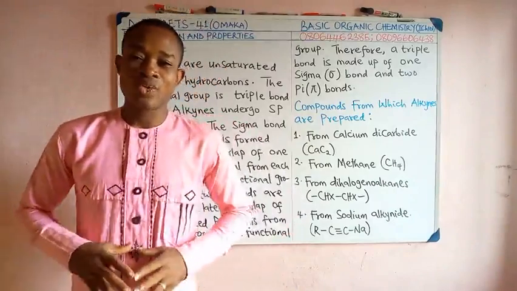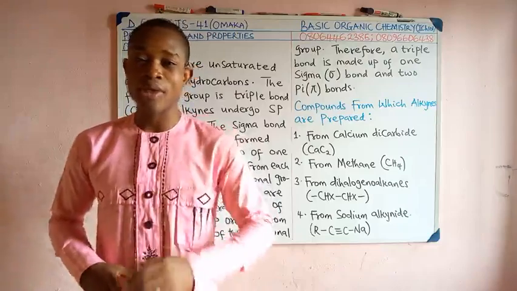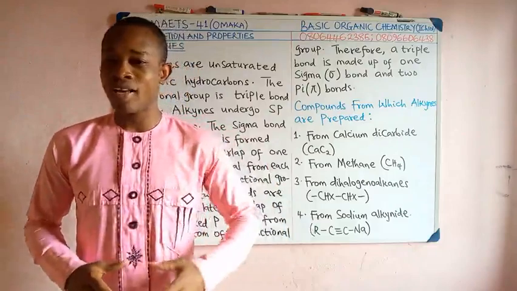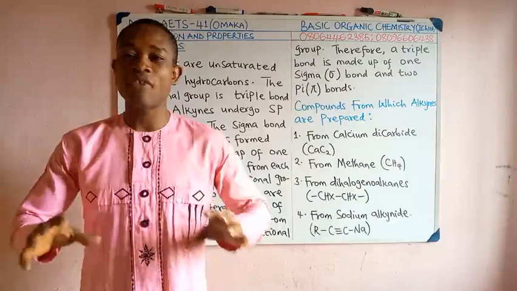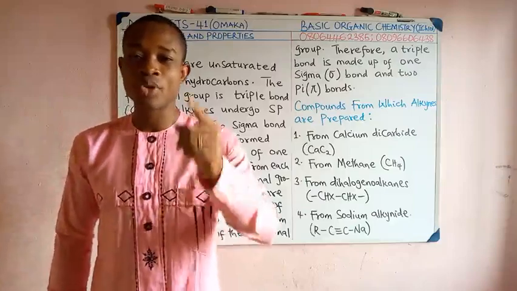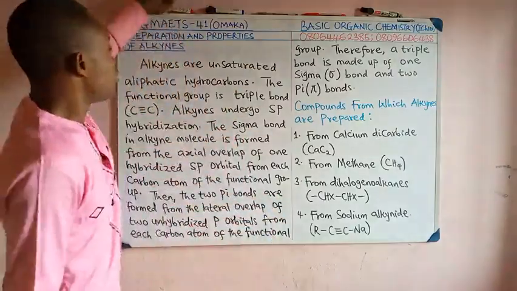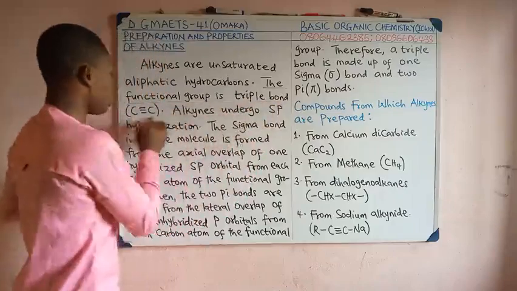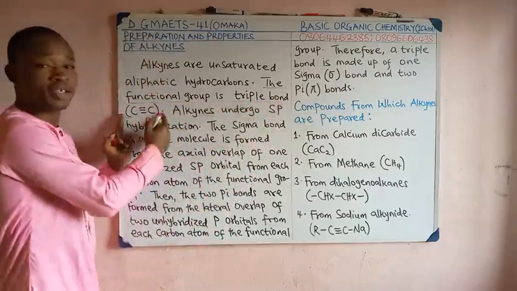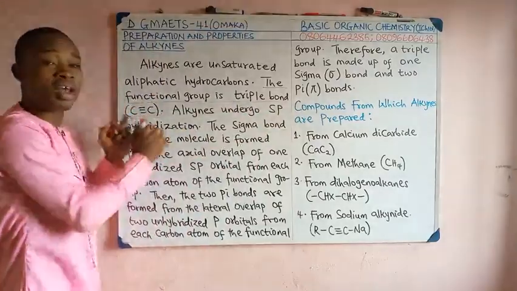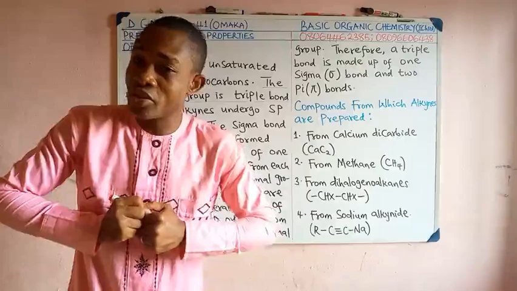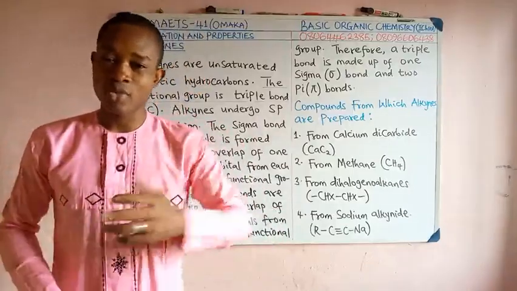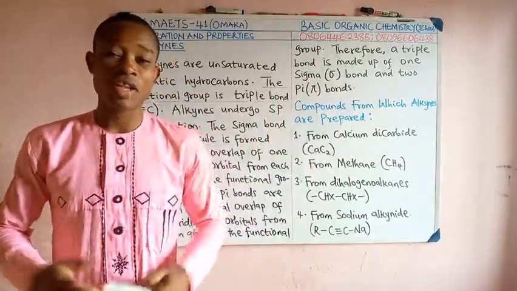In this class today, we are looking at the topic preparations and properties of alkynes. Alkynes are unsaturated aliphatic hydrocarbons identified by the functional group triple bond. The functional group of alkynes is the triple bond. Take note, a triple bond is represented by carbon to carbon with 3 lines between them. It's also a covalent compound. Of course, we know generally that almost all organic compounds are covalently bonded compounds.